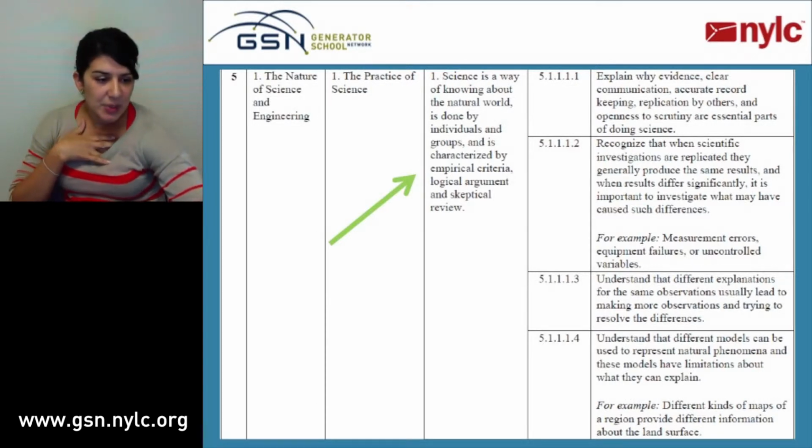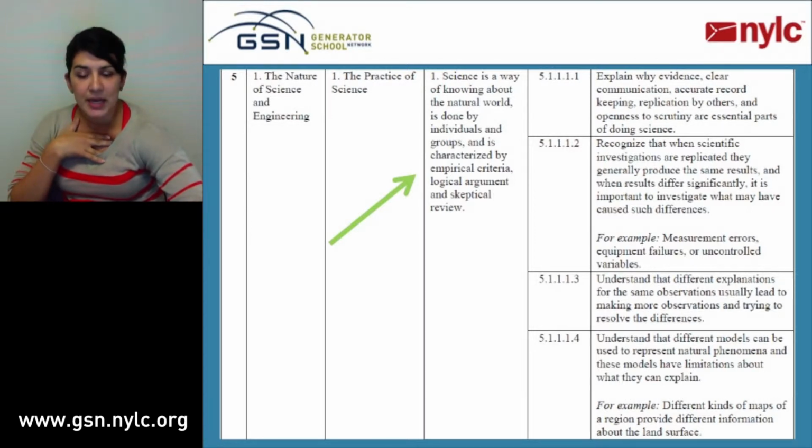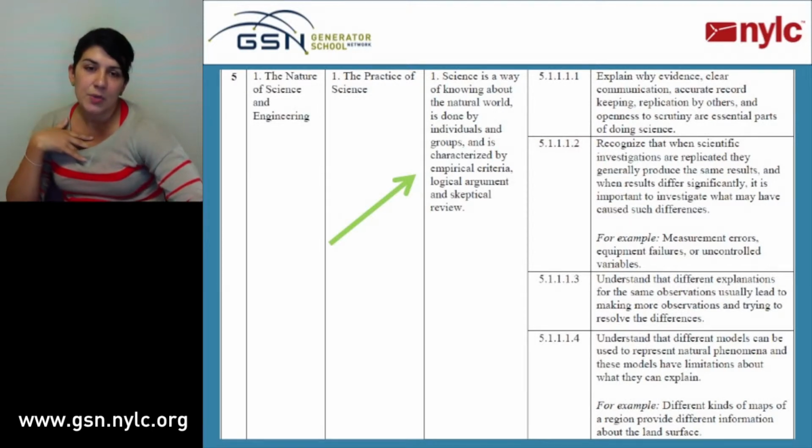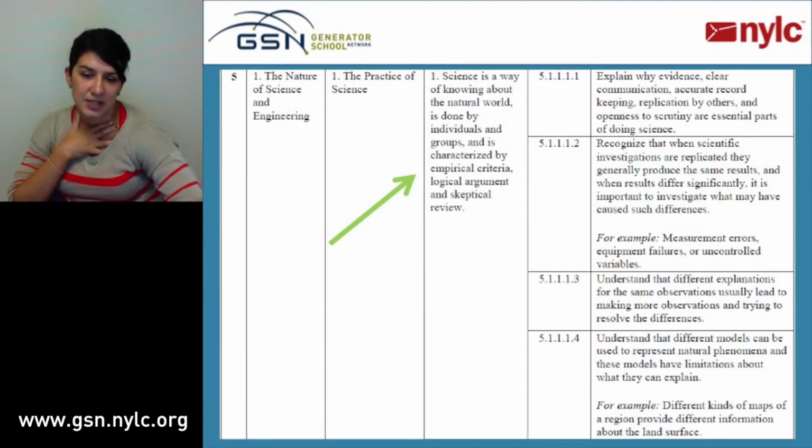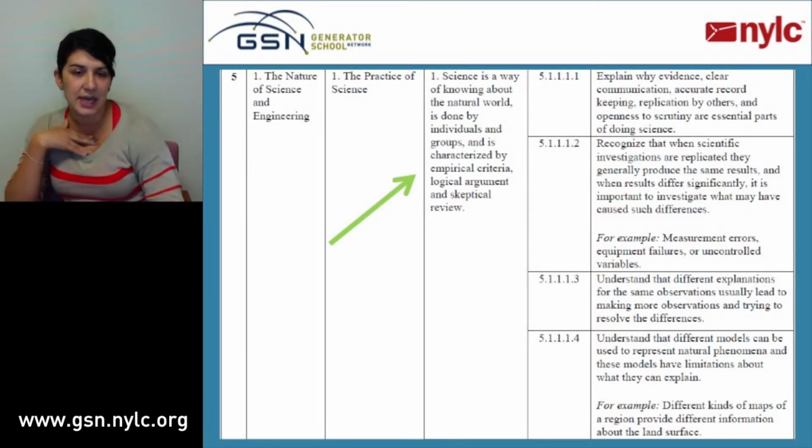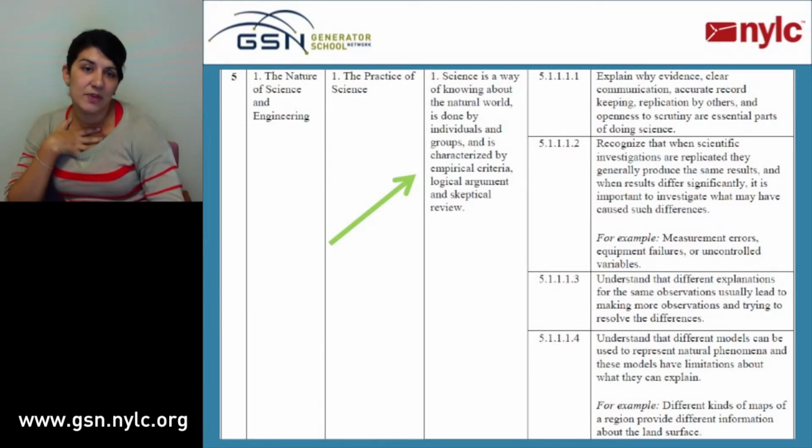So looking above, when you begin to plan your project, you're going to want to pull the grade level standards that are appropriate and use those to determine the overall big ideas for the unit. You're really going to want to focus on what we call the standard or the strand in this case, and not the benchmarks, which you're going to use later to flesh out the knowledge, skills, and understandings that students would need to gain. So in this example, we've focused on the standard that states science is a way of knowing about the natural world. It's done by individuals and groups and is characterized by empirical criteria, logical argument, and skeptical review.